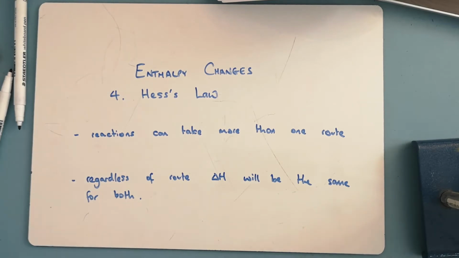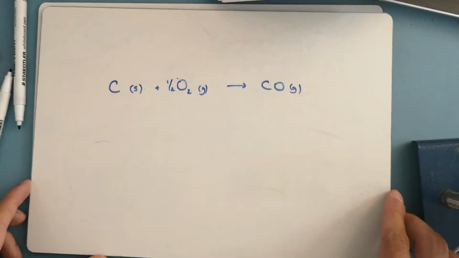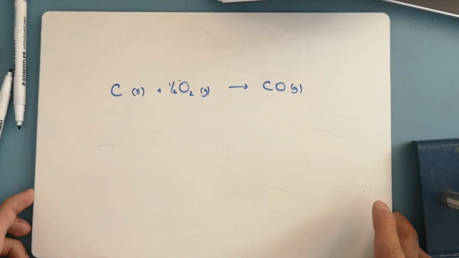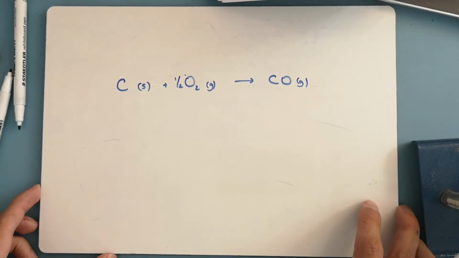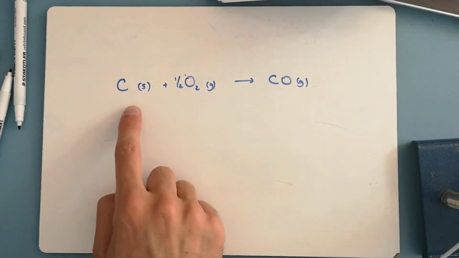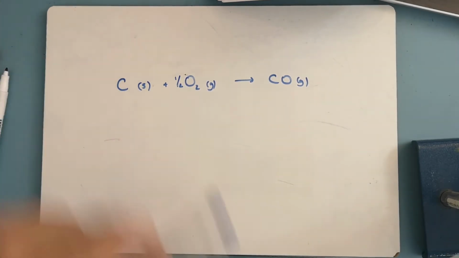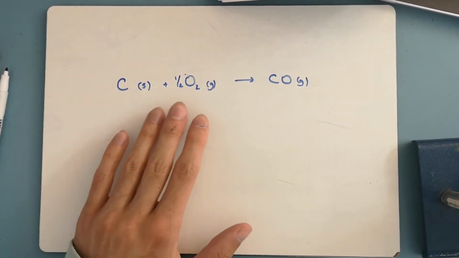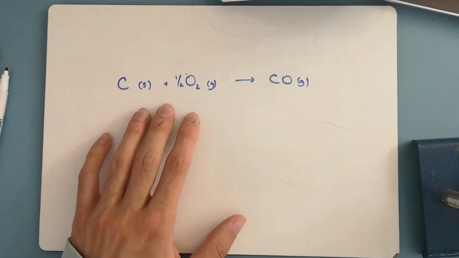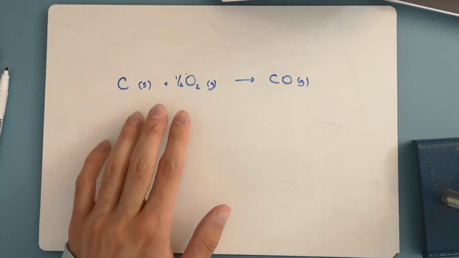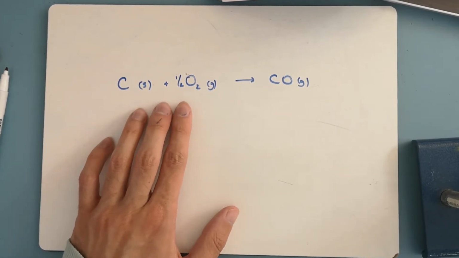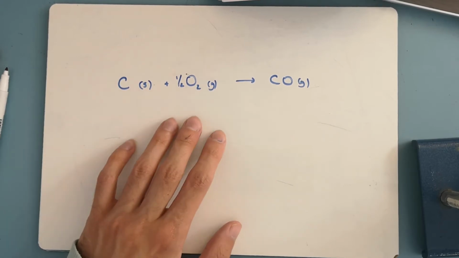I'm going to start with this reaction. It's this slightly unusual reaction, the incomplete combustion of carbon. So in this we've got carbon, we're reacting with oxygen, and in this case it's going to form carbon monoxide. Really, really difficult to do because we'll probably get carbon dioxide forming as well. It's very difficult to limit perfectly the amount of oxygen so only carbon monoxide forms.